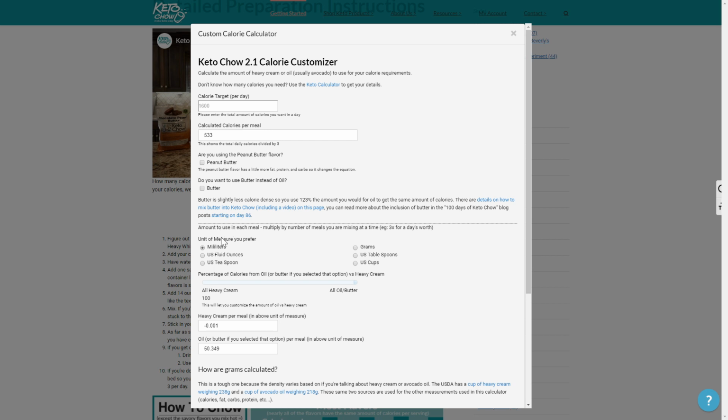So moving on down, unit of measure you prefer. So you've got milliliters, you've got fluid ounces, teaspoons, grams, tablespoons, and cups.